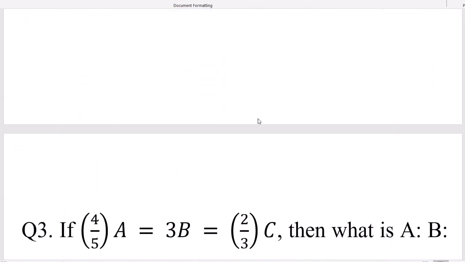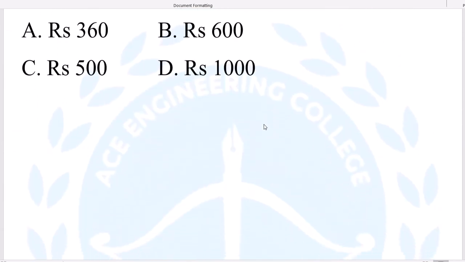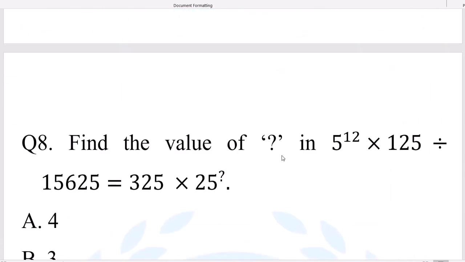Let me start with question number 11, straightforward. We'll discuss all questions. If you have doubts in any question, no issues. All 11 questions also we are ready to discuss.